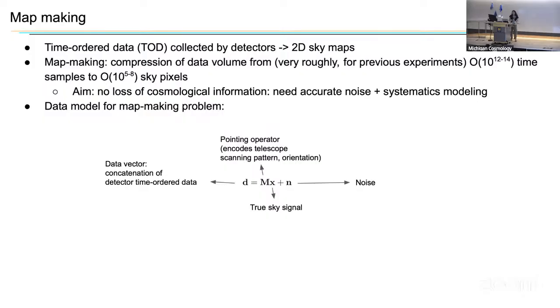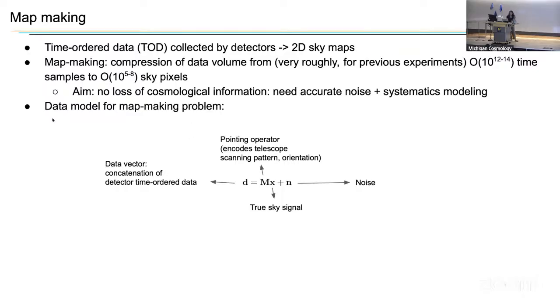But at a simple level, you get some time-ordered data from your detectors, and you want to turn that into a 2D sky map. This means that you need to compress your data volume from roughly on order 10^12 to 10^14 time samples to order 10^5 to 10^8 sky pixels without losing cosmological data. You also need, of course, accurate noise and systematics modeling to make sure you're not losing your data or affecting it negatively.